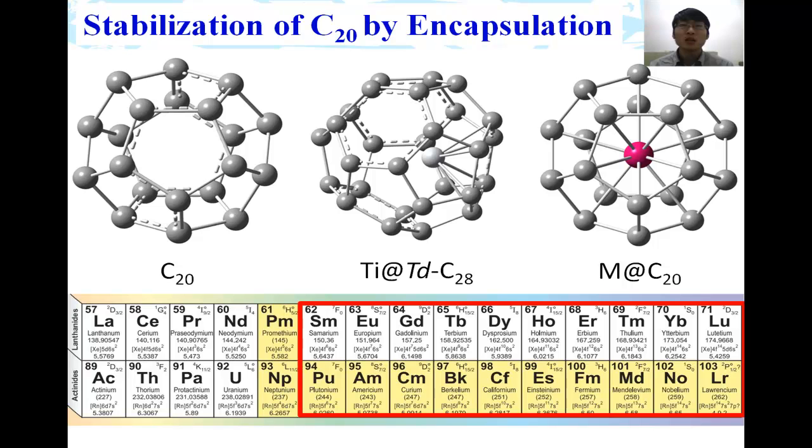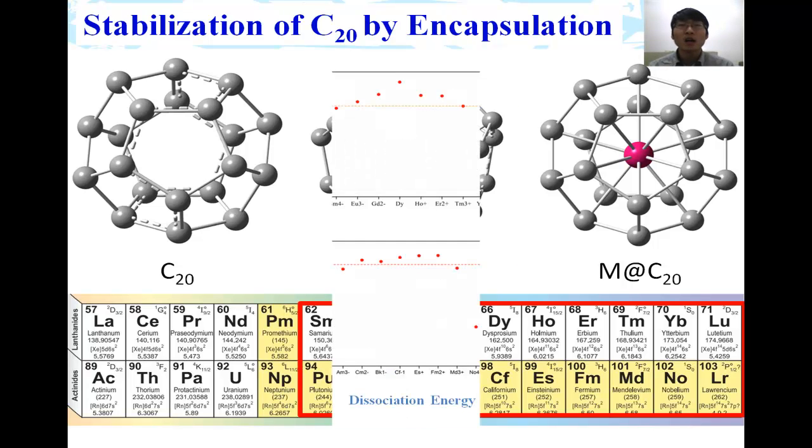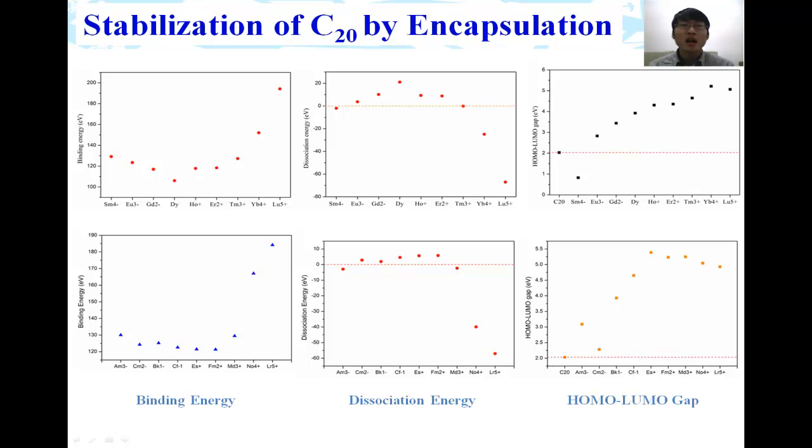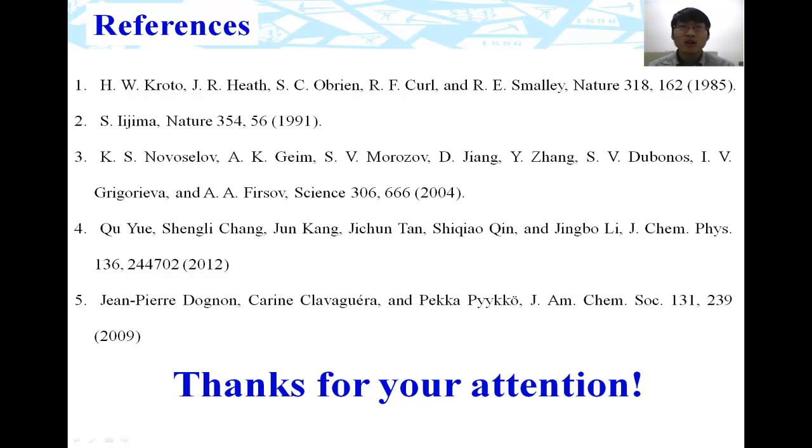All the atoms in the rectangle are involved in my calculation, and I employed binding energy, dissociation energy, and HOMO-LUMO gap to characterize their stability, and made my prediction that Yb, Lu, Am, No, and Lr atoms could help stabilize C20. That's all for my presentation. Thank you very much.